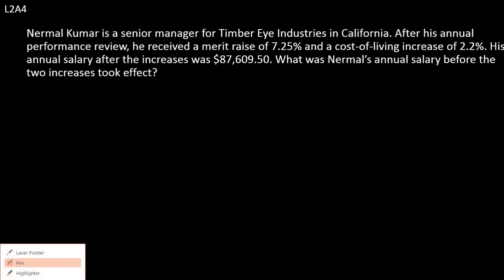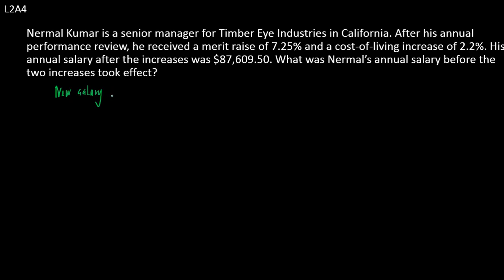Okay, so this is a little different than the last example I went over. What are we solving for this time? Well, we're actually solving for his old salary, or his present salary before the raise takes effect. We're still going to use the new salary equation, because we still are dealing with all of the same terms. So let me write this out. New salary equals present salary plus cost of living adjustment plus our merit increase.